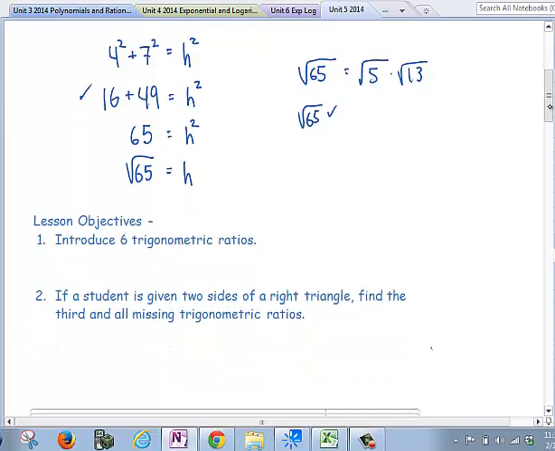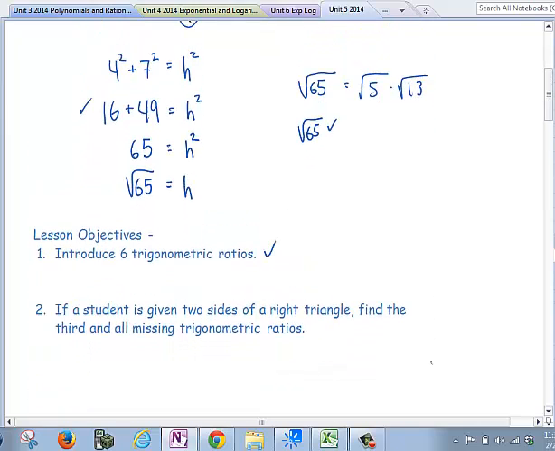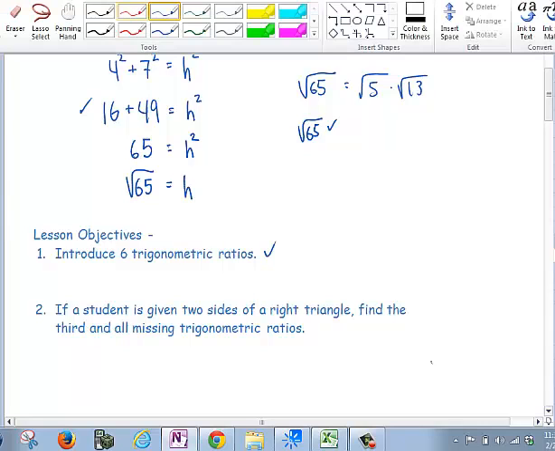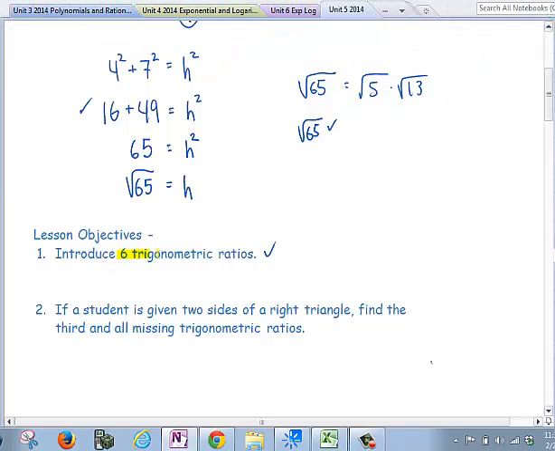So moving on to trigonometric ratios. The objective for today is to introduce the 6 trig ratios. And we would like you after this video, if you were given two sides of a right triangle, to find the third side and all missing trig ratios. So I'm just going to highlight those objectives. So we want to go over the 6 trig ratios, and if given two sides of a right triangle, find the third side and all missing trig ratios. So let's move on.